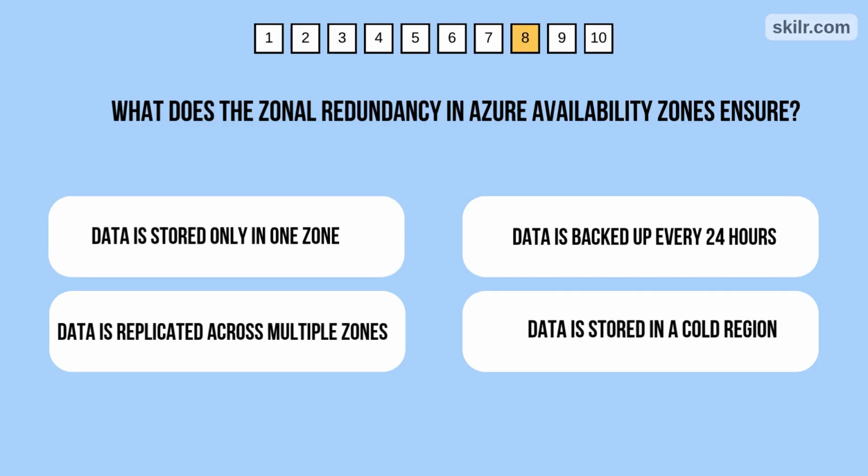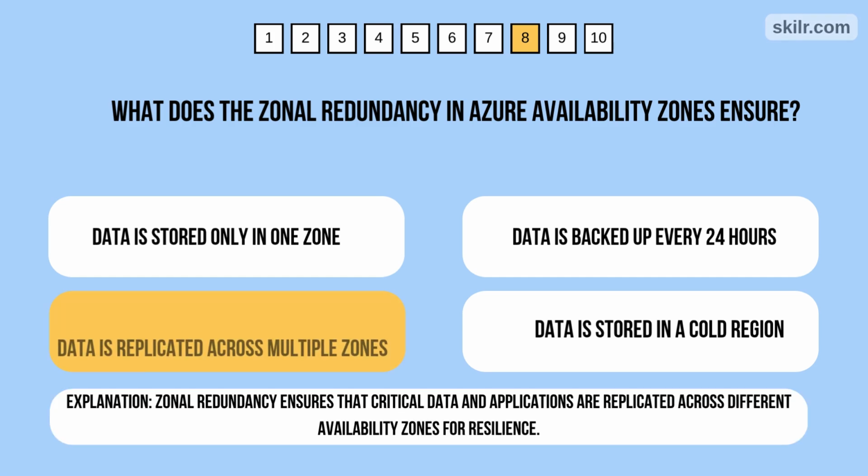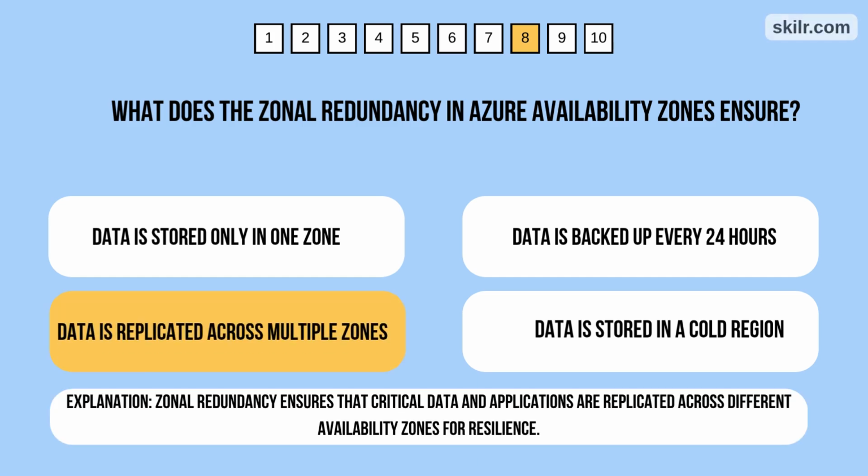Question 8. What does the zonal redundancy in Azure Availability Zones ensure? The answer is data is replicated across multiple zones, as zonal redundancy ensures that critical data and applications are replicated across different availability zones for resilience.